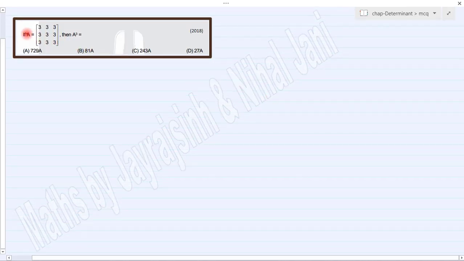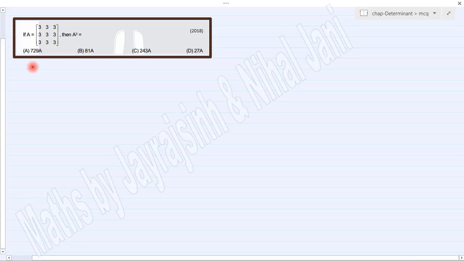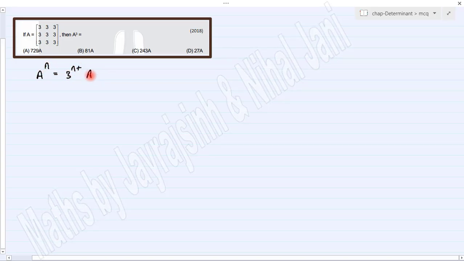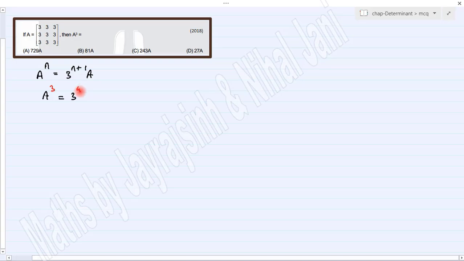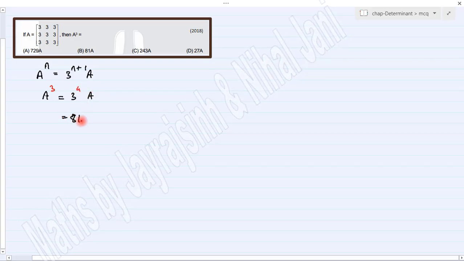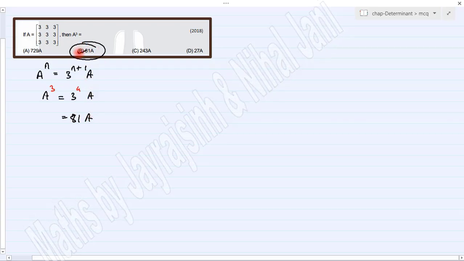In this question, we have A equal to a matrix which has all the elements as 3, and we have to find A raised to 3. Actually, for this special kind of matrix, we have A raised to n is equal to 3 raised to n plus 1 into A. In this case, your n is 3. So your answer will be 3 raised to 3 plus 1, or we can say 4. So your answer will be 81 times A, which is given in option B.